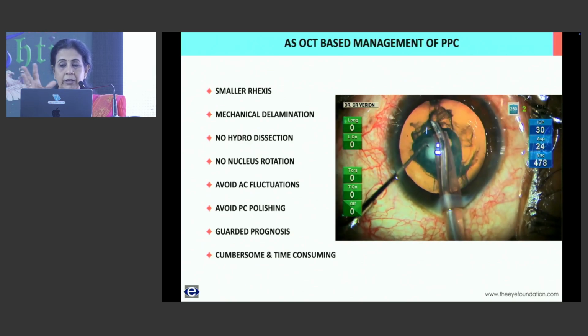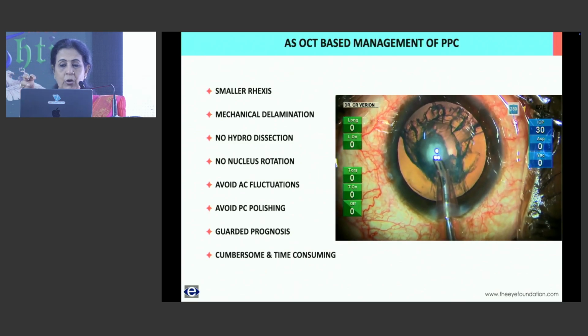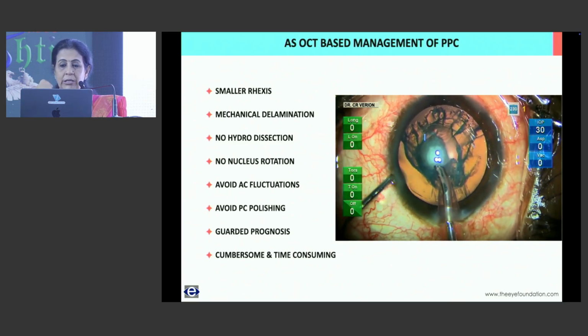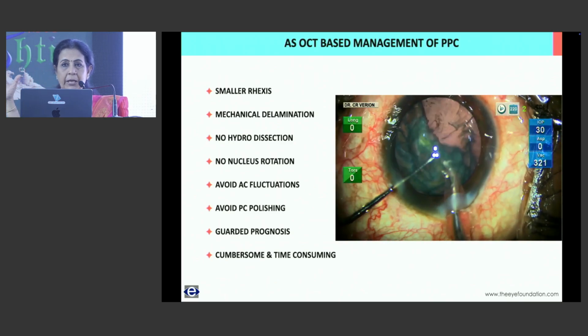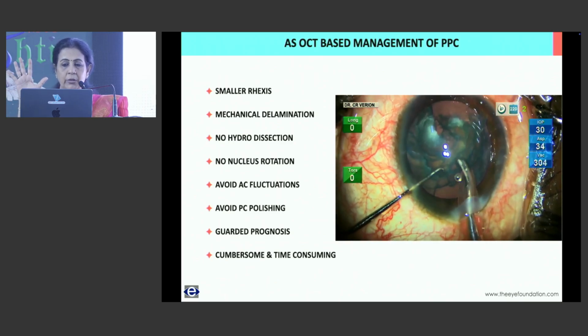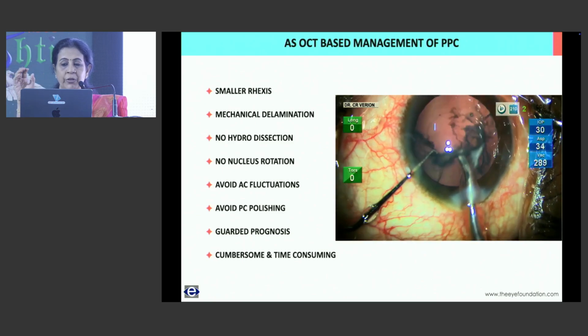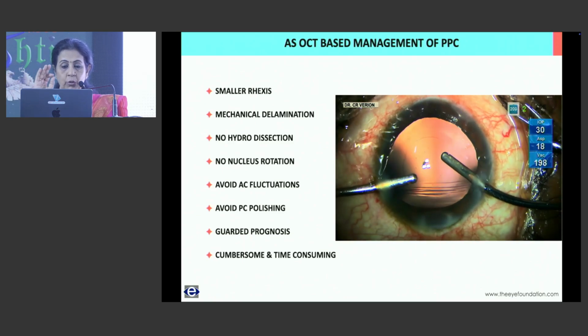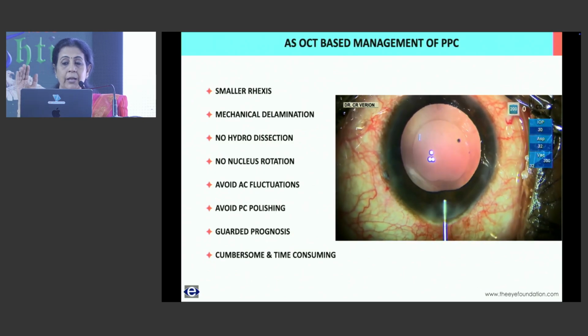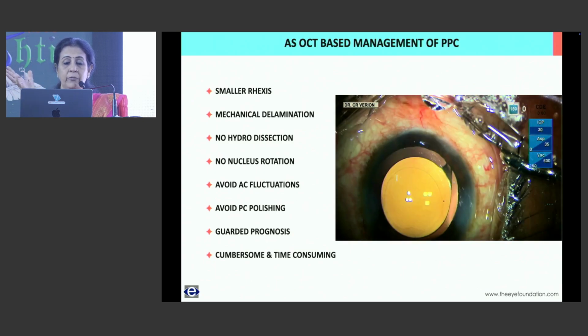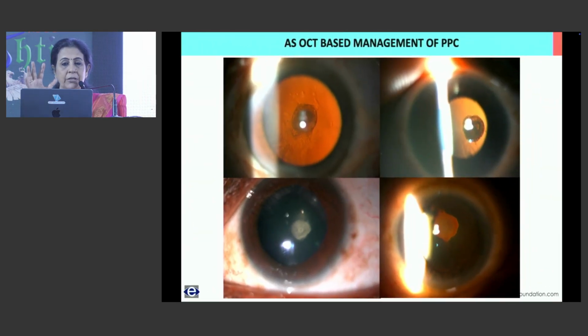See how eating up the epinucleus and the cortex, getting the endonucleus out, at all times keeping my IOP low, no anterior chamber fluctuation, and then eat up the entire thing, no posterior capsular polishing. And you never know, at any point of time you may be having a PCR. So it becomes a challenging case. The fact that you have not rotated the nucleus, not done a hydrodissection, it can become time consuming.